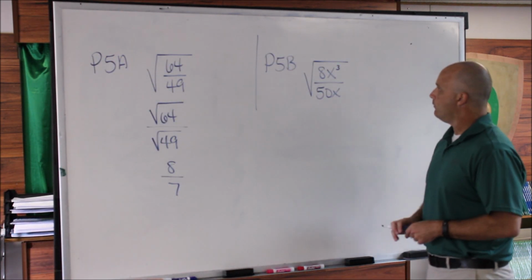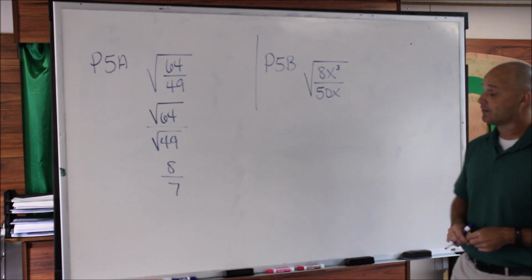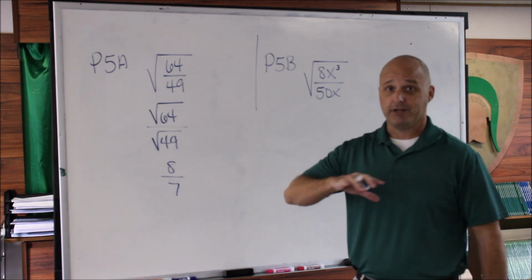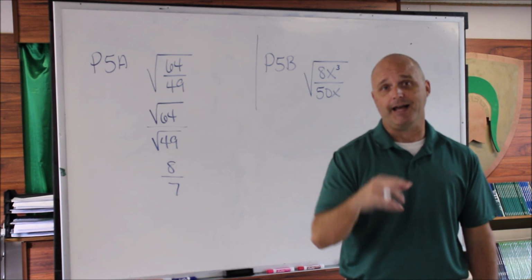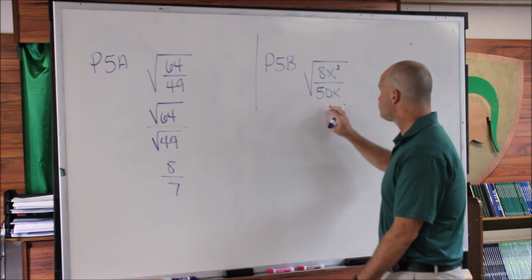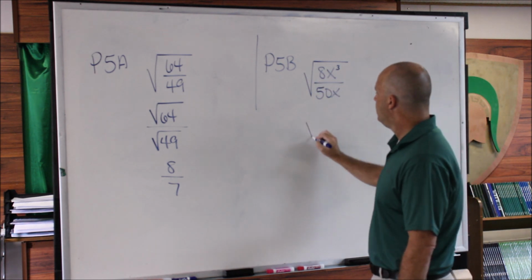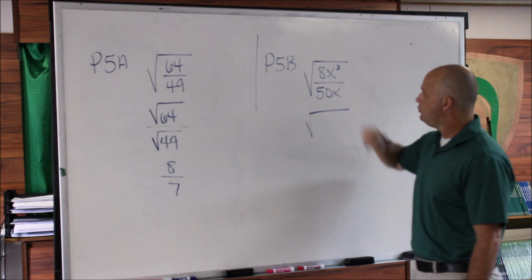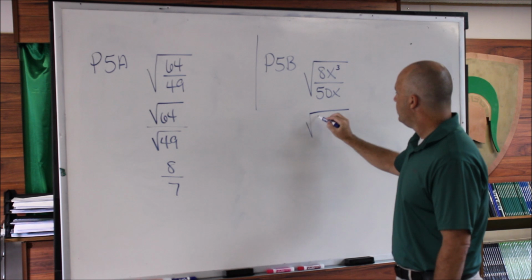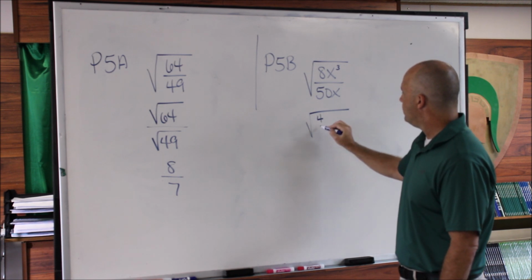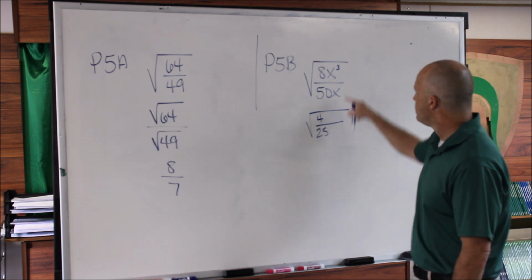In the second one that we've got here, we've got the square root of 8x cubed over 50x. Now, one of the things that we can do before we split them into two separate radicals is we can actually simplify inside this one radical first. So we can say, what goes into both 8 and 50? Well, we know that 2 goes into both 8 and 50. So in the numerator, we would divide out a 2 and we would get 4. And in the denominator, we would divide out a 2 and we get 25.